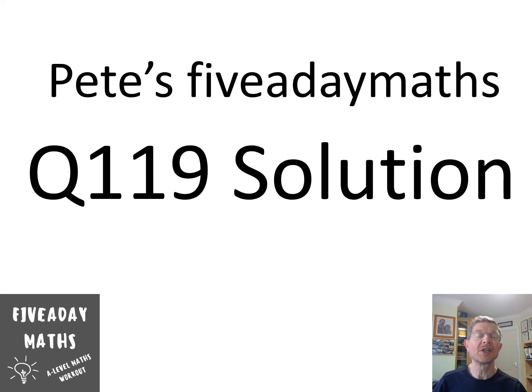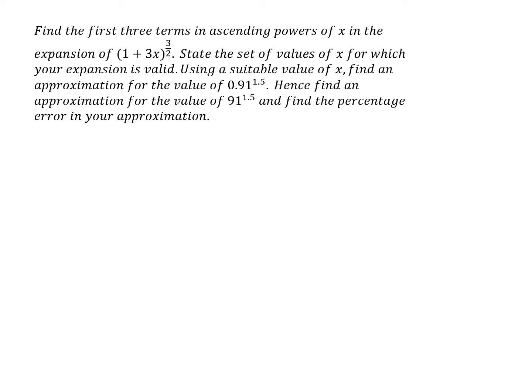So question 119, it's binomial expansion. The first three terms in ascending powers of x in the expansion of this expression. I'm using the binomial expansion straightforwardly. I've already got a 1 here, so I don't need to do any factorizing out of any factors or anything.